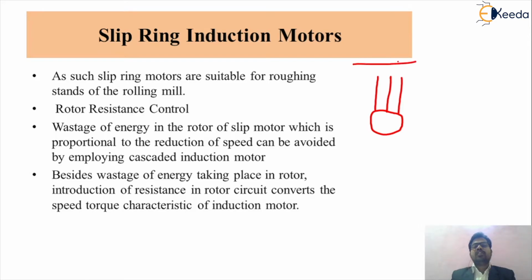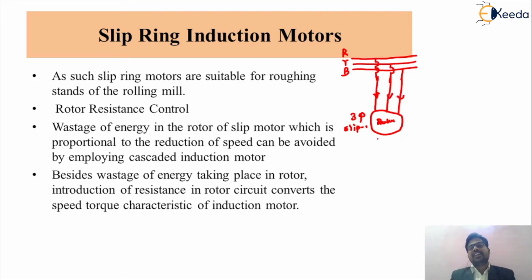So we have the voltage supply, this is phase R, this is phase Y, this is phase B. We are using the R phase for the first phase, the Y phase for the second, and this is the third phase. This is the stator of your three-phase slip ring induction motor. So we are applying the voltage supply to the stator of your slip ring induction motor.